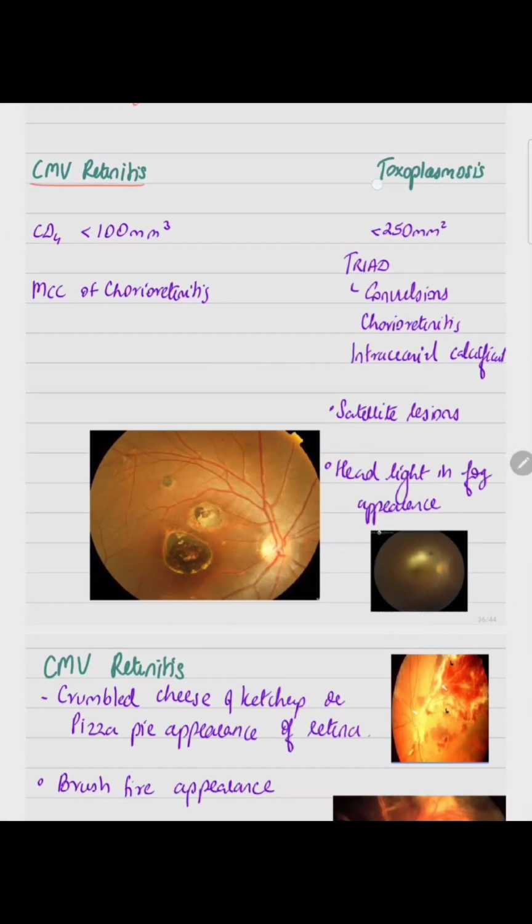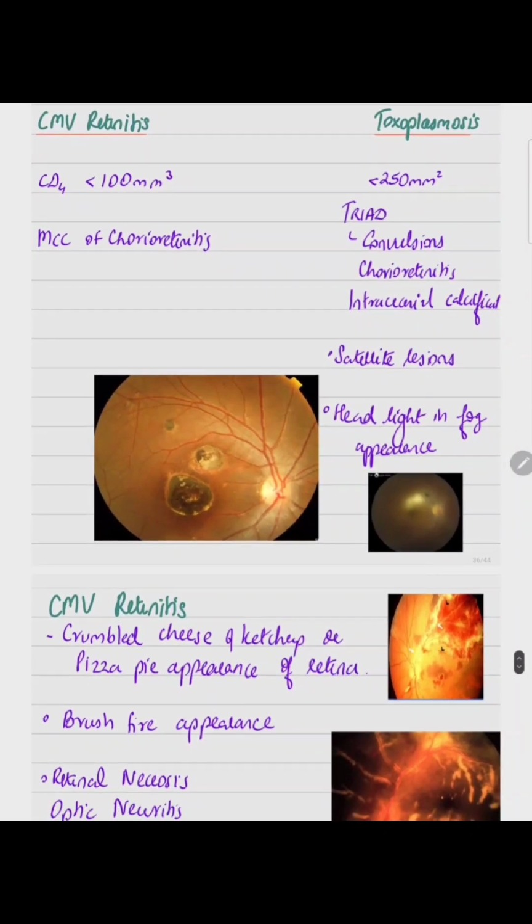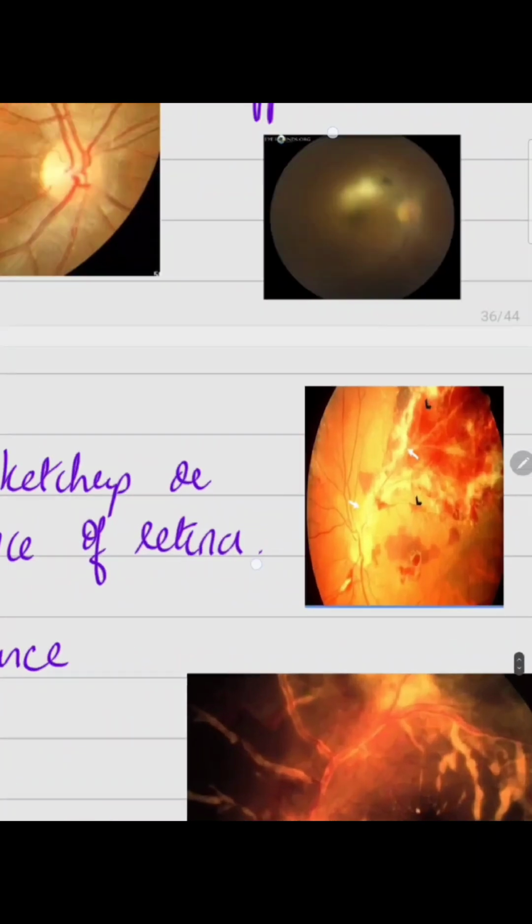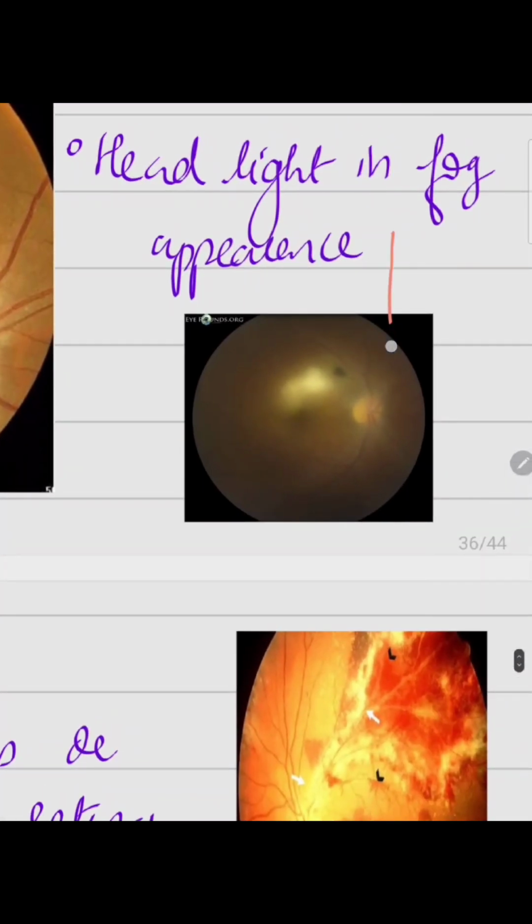First one is CMV retinitis and toxoplasmosis. CMV retinitis is usually seen when the CD4 count is less than 100 per cubic millimeter, and toxoplasmosis is usually seen when the CD4 count is less than 250. Now coming to toxoplasmosis, there is a triad including convulsions, chorioretinitis and intracranial calcifications. There will be satellite lesions in chorioretinitis, and there is a typical headlight in fog appearance due to the intense vitritis.